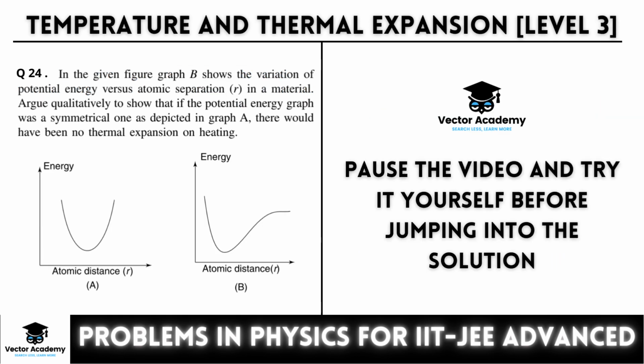Question 24. In the given figure, Graph B shows the variation of potential energy versus atomic separation R in a material. Argue qualitatively to show that if the potential energy graph was a symmetrical one as depicted in Graph A, there would have been no thermal expansion on heating.